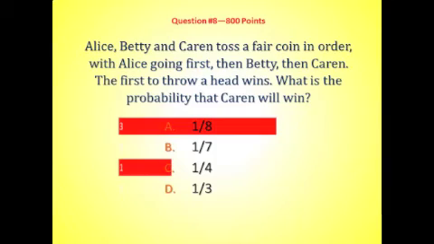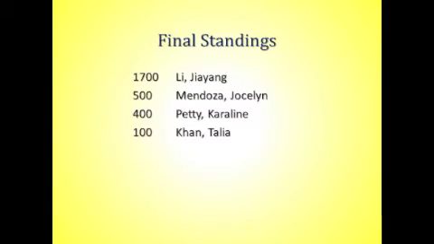Right, question 8, how'd it go? Not great. It turned out to be B, 1/7. So how about a hand for all 4 contestants? We'll see the scores. So we have Jayang with 1, and Jocelyn.